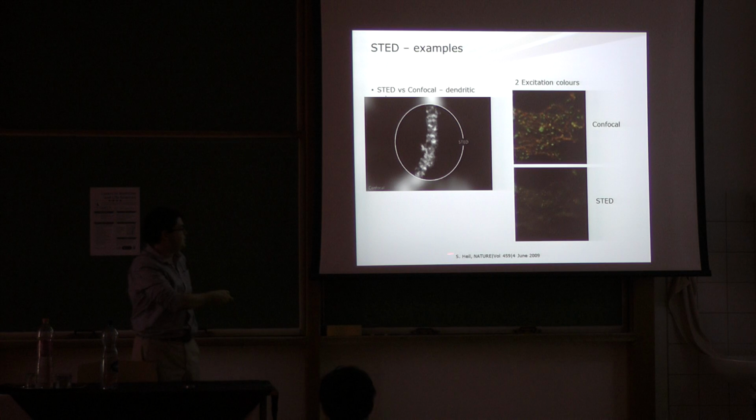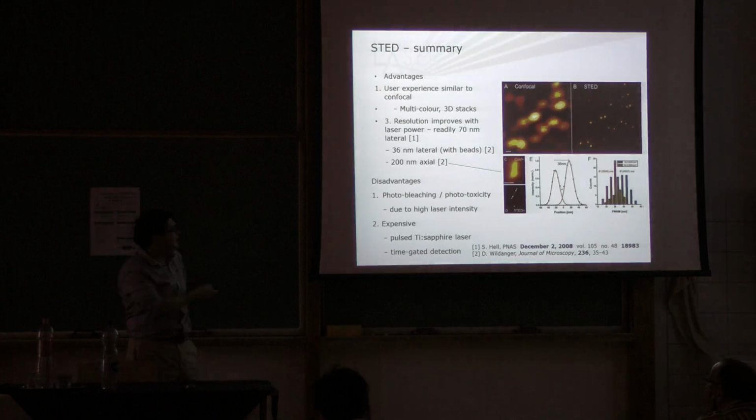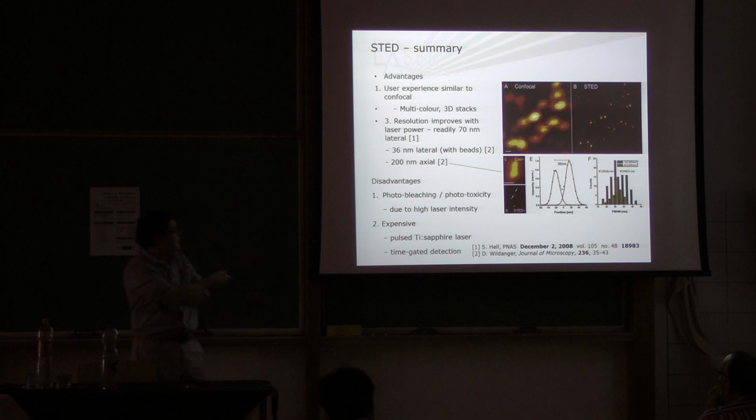Here is an old one from Stefan Hell, who developed the technique. So this is a blurred confocal image of some sort of structure in a brain cell, and then here is the high-resolved STED reconstruction of that. Do I have a second STED? Yeah.